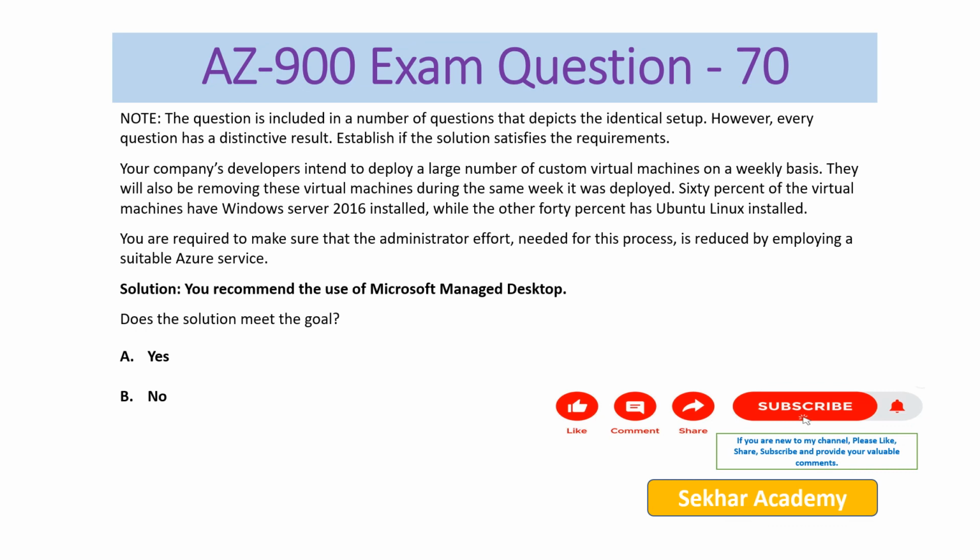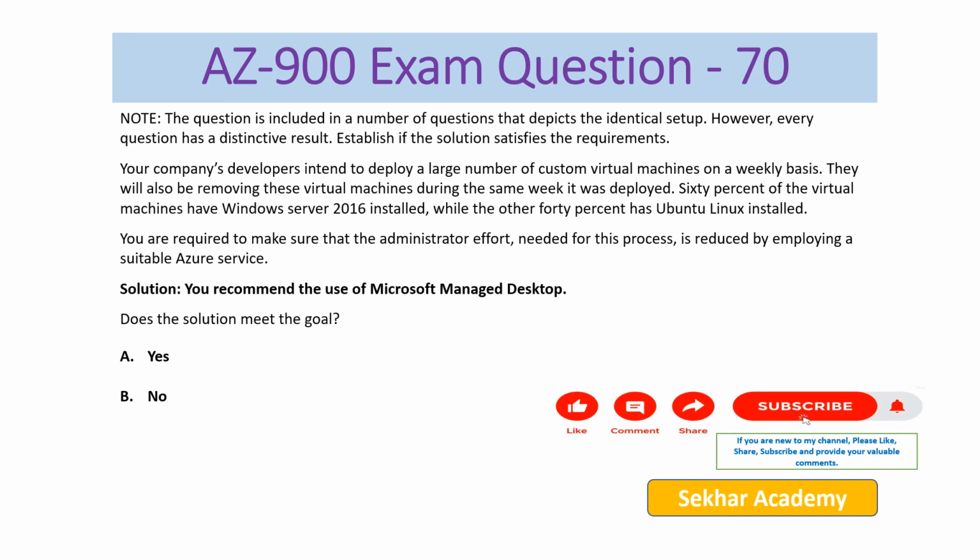AZ-900 exam question number 70. Note the question is included in a number of questions that depicts the identical setup. However, every question has a distinctive result. Establish if the solution satisfies the requirements. The question starts from here.